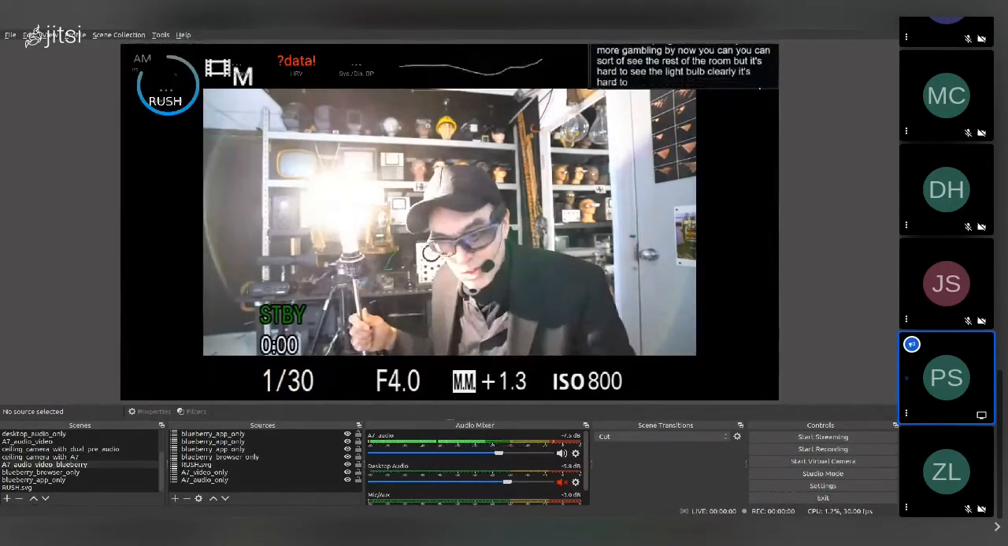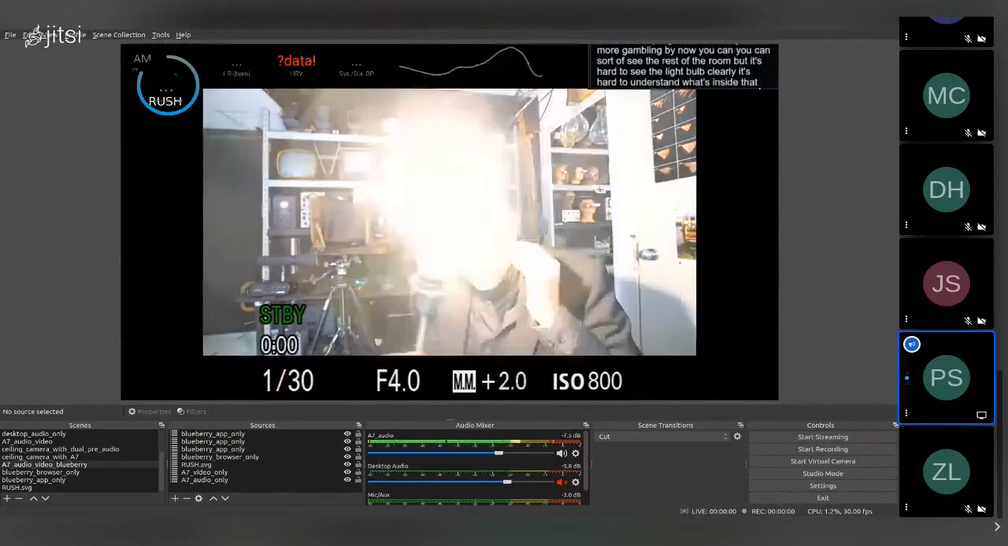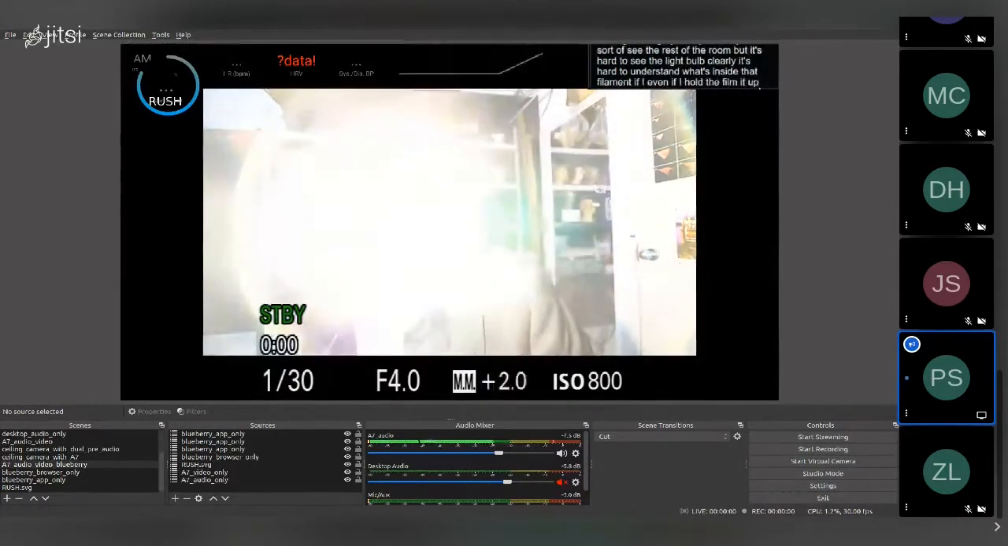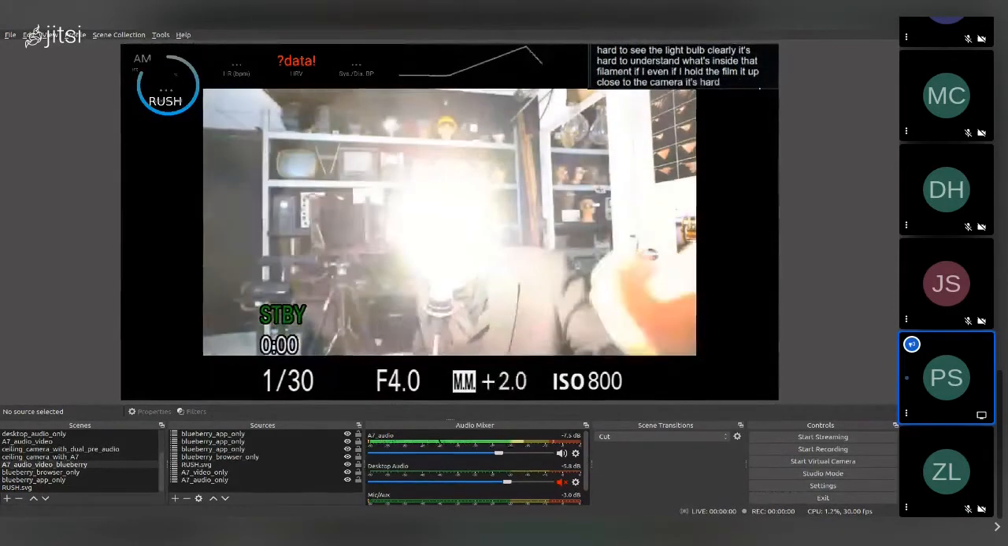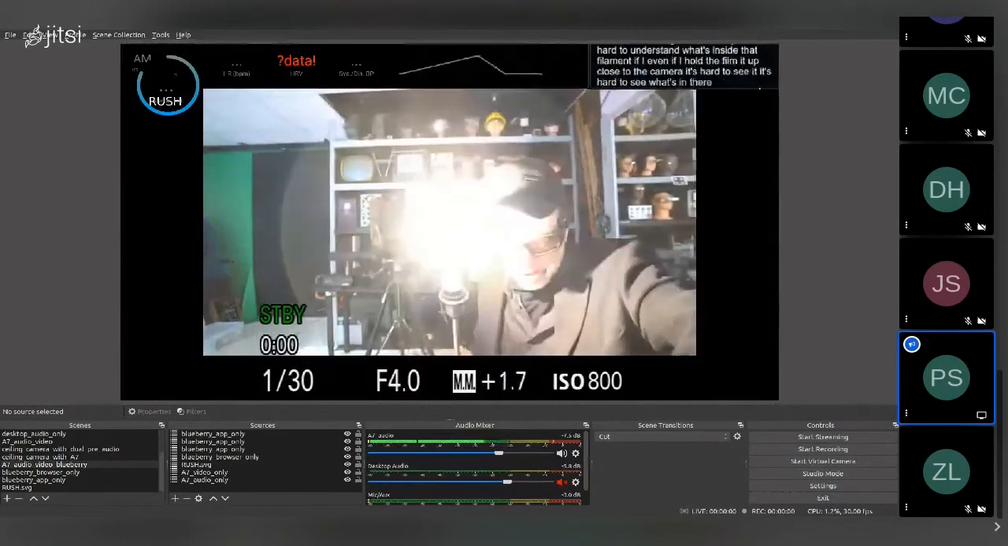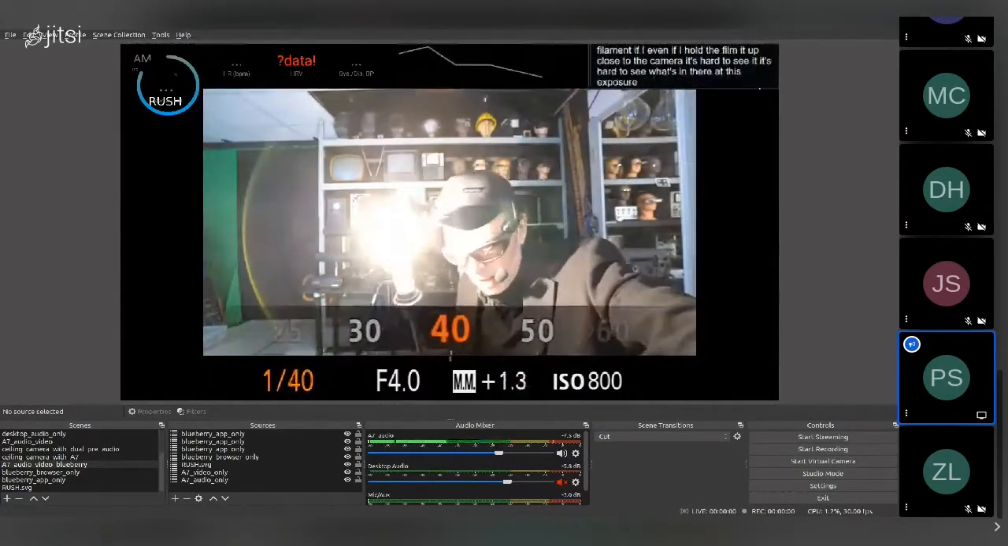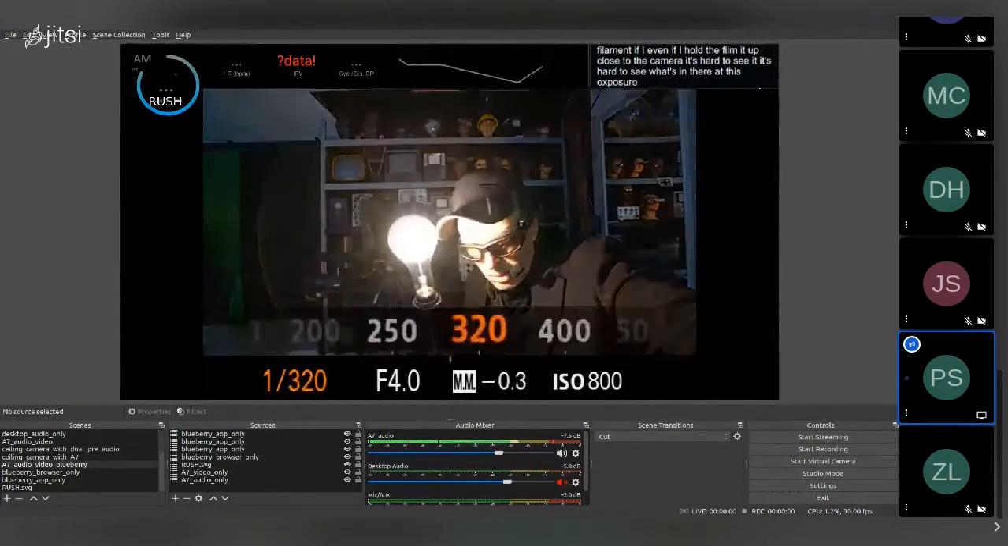It's hard to understand what's inside that filament. Even if I hold the filament up close to the camera, it's hard to see it. It's hard to see what's in there at this exposure until you back it off a little bit.